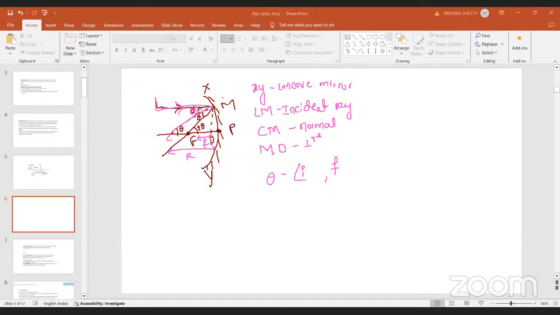According to alternate angles, here you can see, this is also theta. What about this angle? It becomes 2 theta. Now from these triangles, let us do the derivation to see the relation between focal length and the radius of curvature. Do you understand what we are doing? We are doing the relation between the focal length and the radius of curvature.